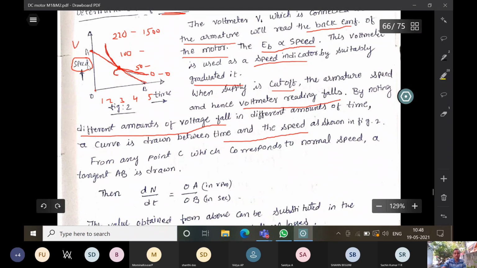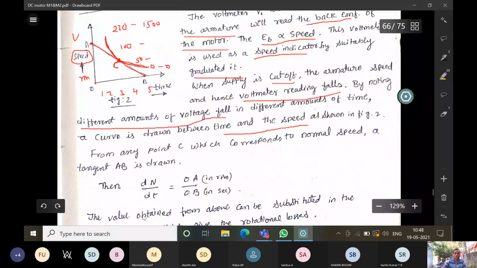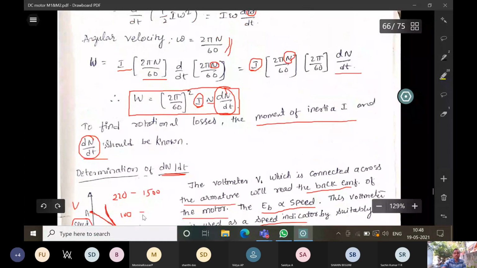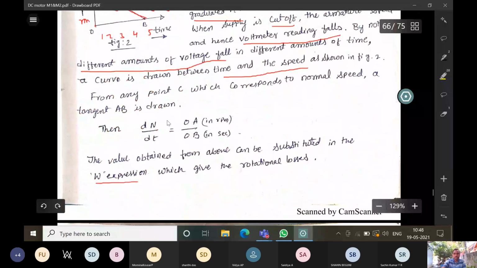So OA is in RPM, speed is in RPM and time in seconds, OB is in seconds. So the value obtained from the above can be substituted in the W expression. So this is the W expression. So we got dn by dt, right? So dn by dt is the OA value by OB value, which will give the rotational losses.